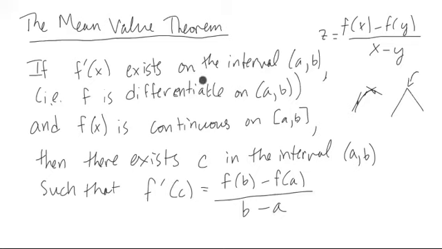That's enough. Assuming that, there exists a c somewhere in the interval such that the slope of the tangent line is equal to the slope of the secant line. So in some sense, the mean value theorem says that the slope of the tangent line somewhere in the interval is equal to the slope of the secant line in that interval.